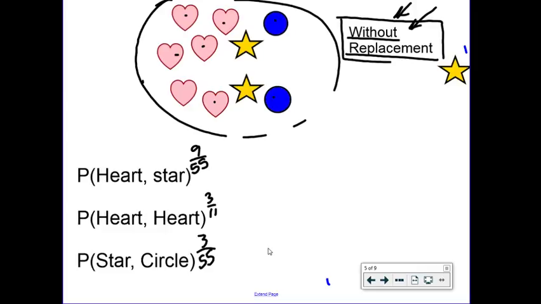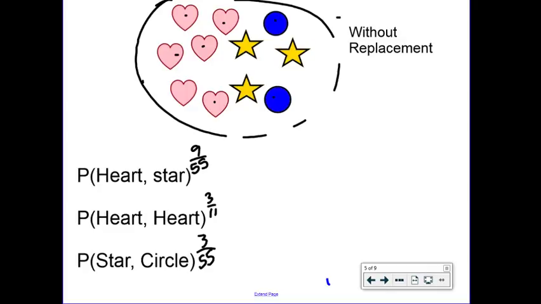So what I want to do right now is stop and show you something. This is where it gets a little tricky. This is where you really need to pay attention. What if this question said with replacement? So we're going to start here. With replacement, what would be the probability of picking a heart and a star?